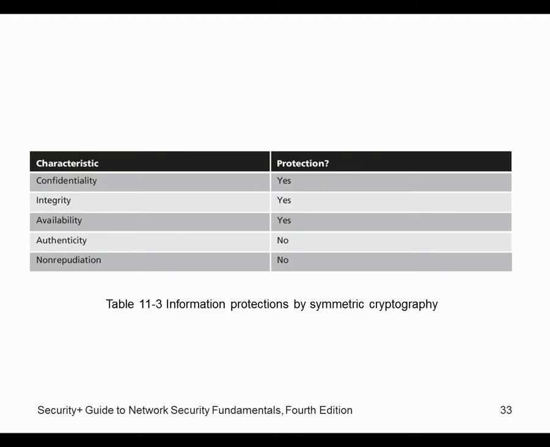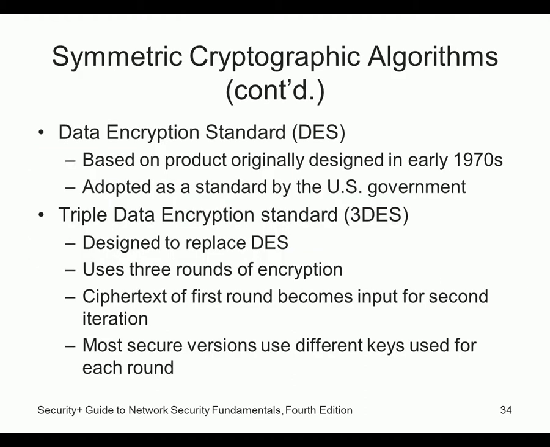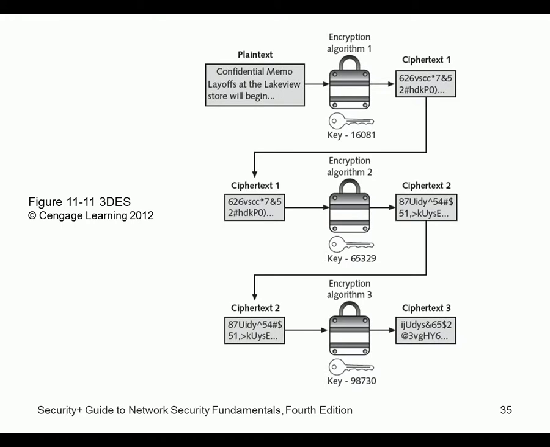Now with this, we get confidentiality and integrity and availability, but we really don't know who it came from. Because if you got the key, you could encrypt it. And we really don't have any non-repudiation either. So we have DES, triple DES, and a bunch of other ones out there. I talked about all of them a little bit already.